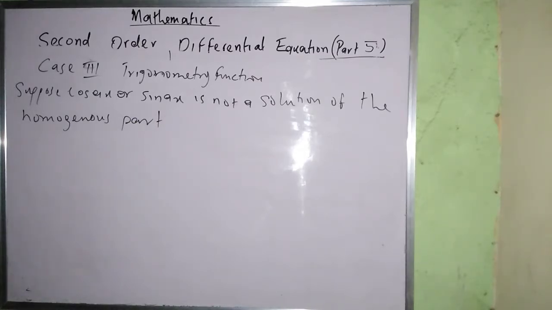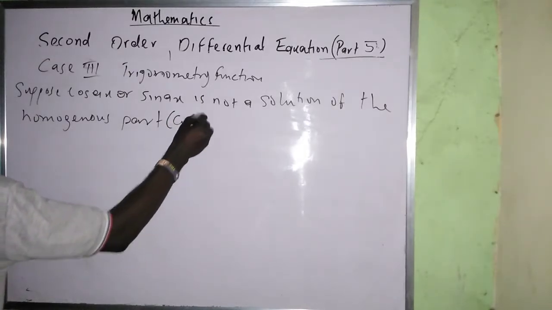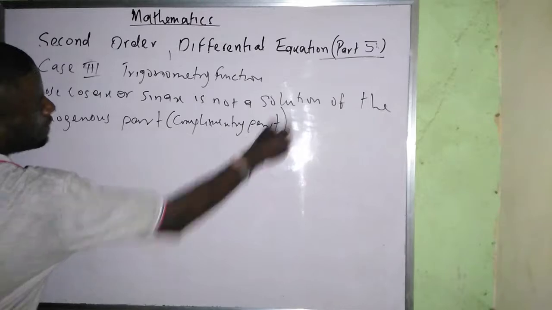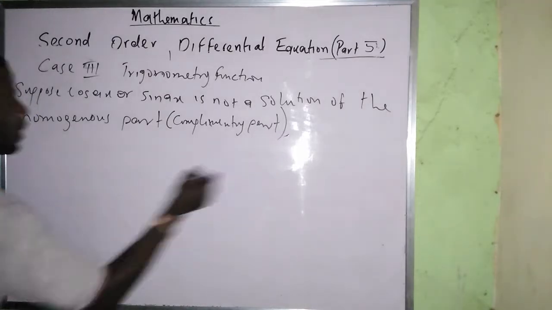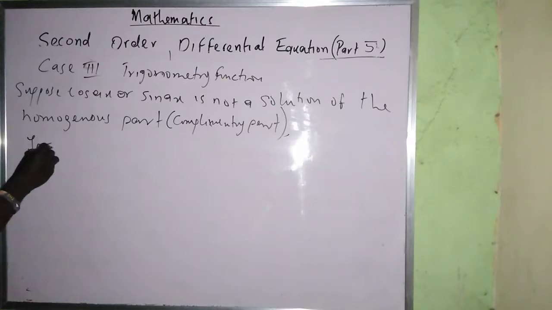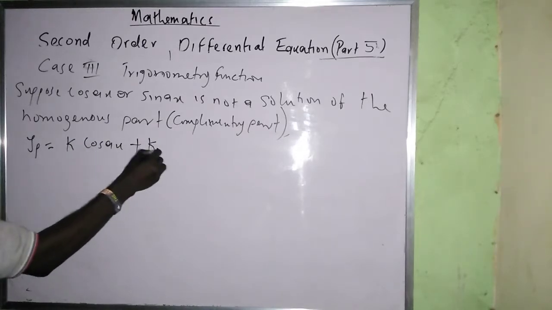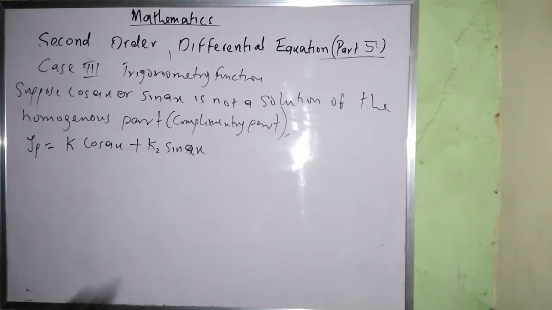The other part, which is our y complement, the complementary part, is named as the homogeneous part. It means my y particular will be equal to K1 cos ax plus K2 sin ax. Yes, that is if case number 1. Number 2.